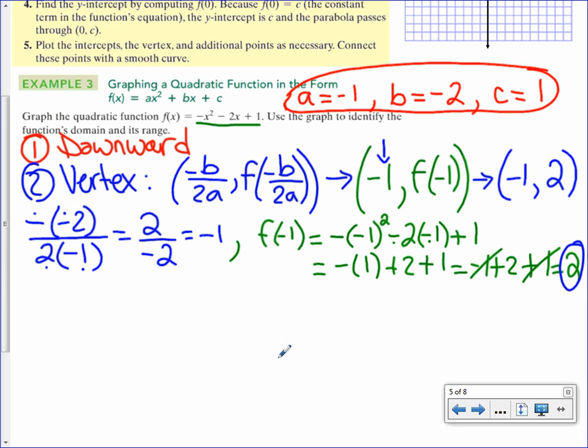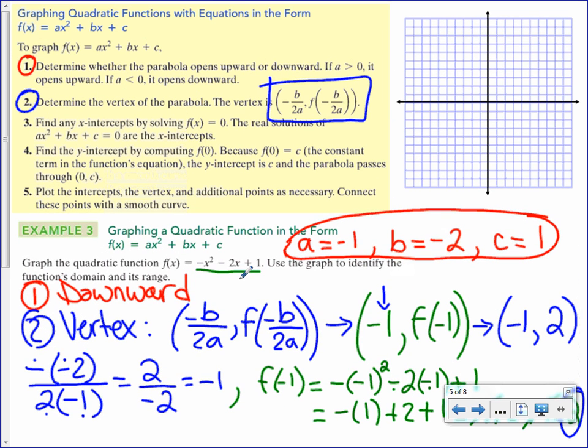So let's go ahead and plot that on our graph. Negative 1 comma 2. And then we said that it's going to open down, so are we going to have x-intercepts? Yes. How many?